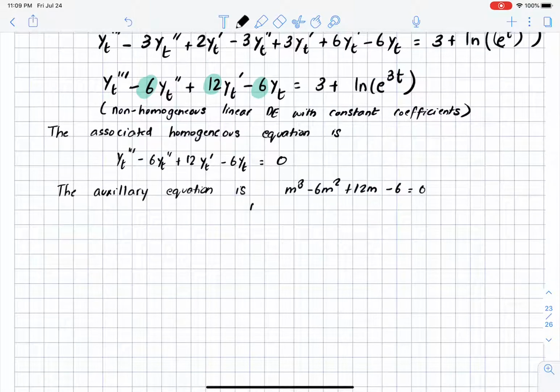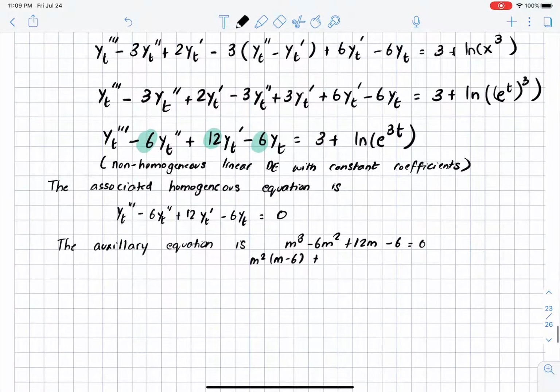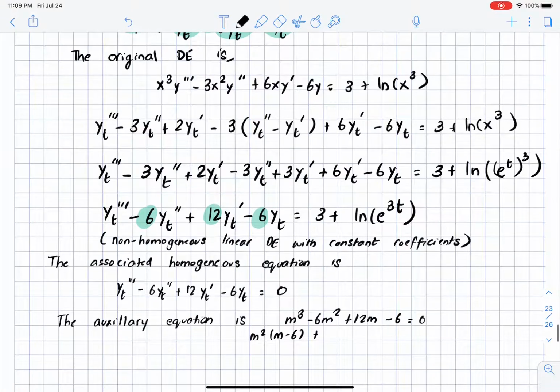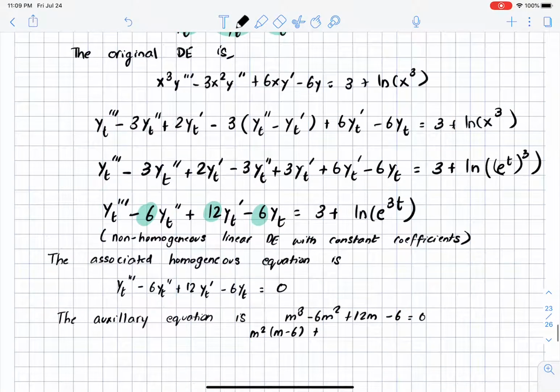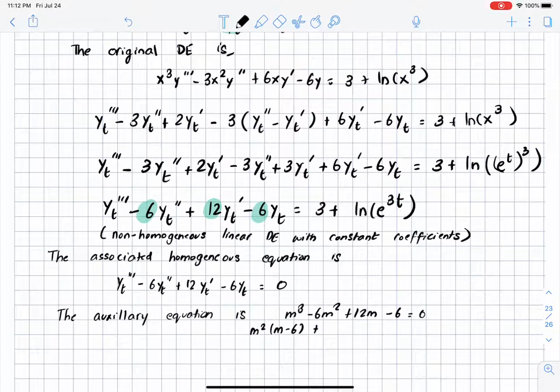And if I pull the m squared out, I would have m minus 6. Let's see. Am I missing something here? I plugged in, simplified. It's not factoring the way I wanted it to. Oh, that has to be 11 y'(t). 2 plus 3 plus 6 is 11. Bad math.